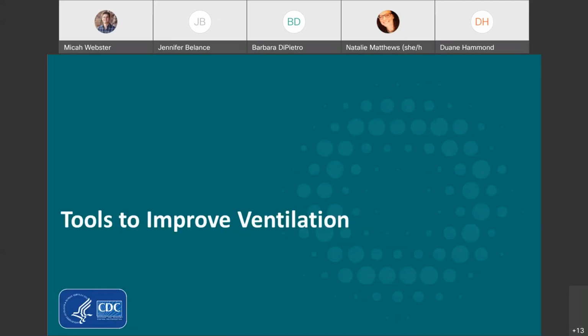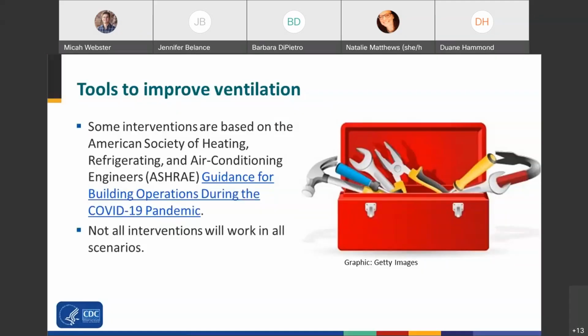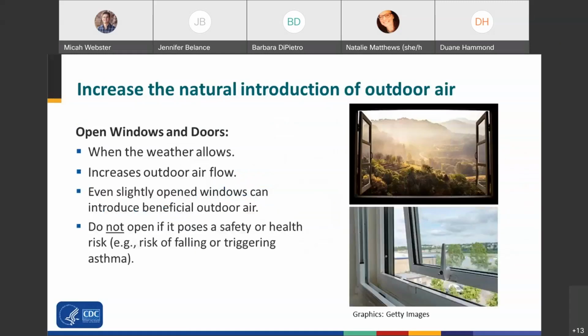And so that was just an overview of some of the tools. I'll get into more details of a few of the tools in the next few slides. So next slide, please. And I should mention that some of the tools to improve ventilation, the interventions that we mentioned on our CDC website, are based on the ASHRAE, the American Society of Heating, Refrigerating, and Air Conditioning Engineers, guidance for building operations during the COVID-19 pandemic. But the disclaimer that I would mention is that not all interventions work in all scenarios. Next slide, please.